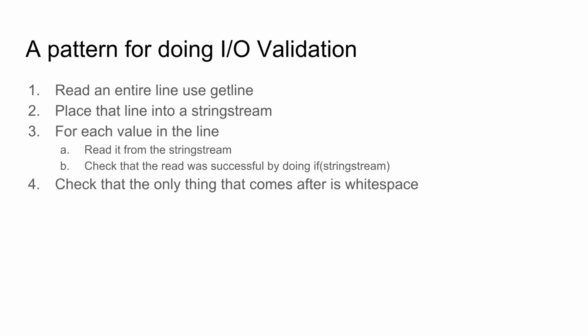Then for each value that's supposed to be in that line, read it from the string stream and check to see if that read was successful by doing if stringstream. If it was, great, you're good to go, and the input you received is what you expected. It was formatted correctly. But if the if statement doesn't hold true, it means the input was bad, it wasn't formatted correctly, and so you should probably stop reading and give some complaints. Then after you've read everything that you expected to read in, check to see that the only thing that comes after is white space.